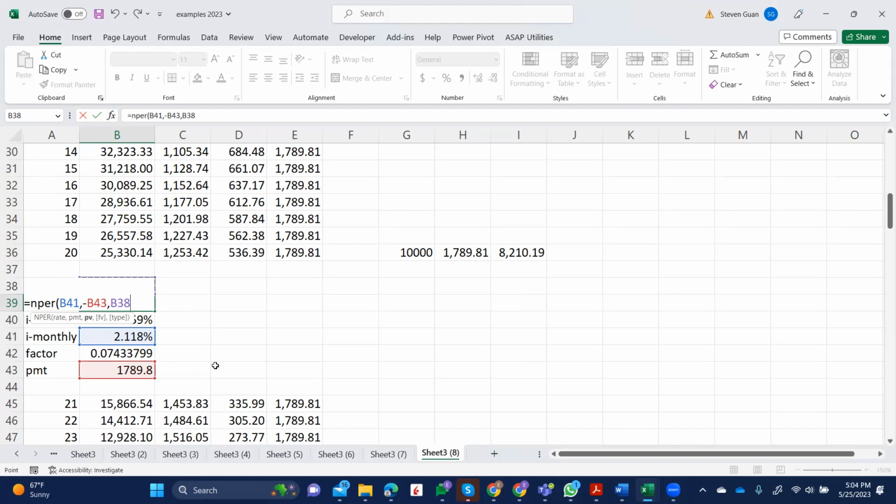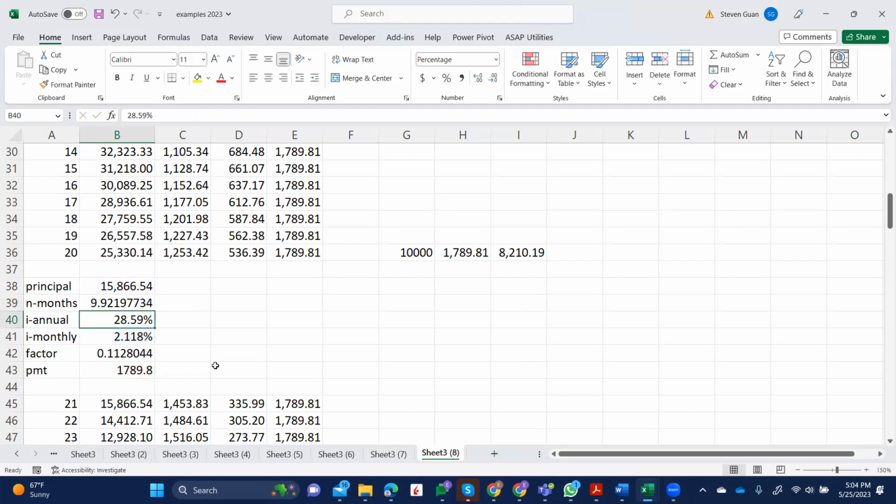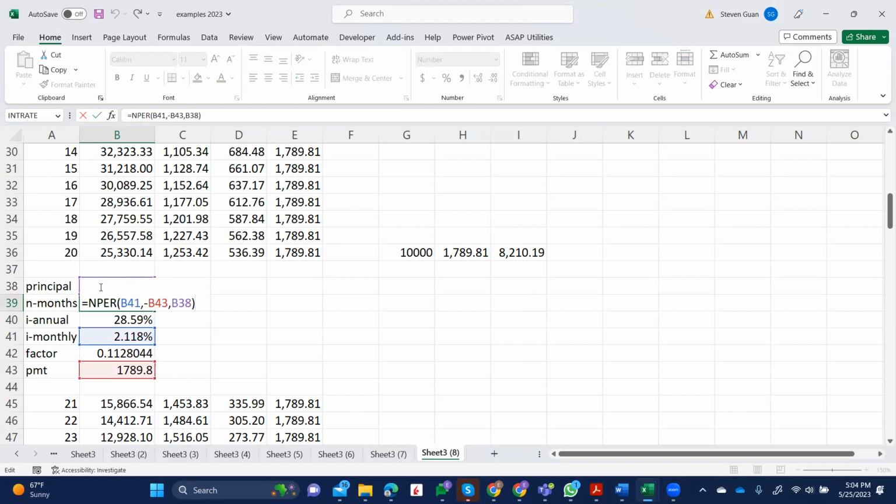Okay. Then you close that. Let me see if I see it. Yes, this is correct. So I will put the formula bigger. So it is the interest rate, this one, 2.118. The payment that I want to keep, this one here, 1789. And the B38, guys, is how much money I owe to the bank. 15,000 something. I don't remember what is that.